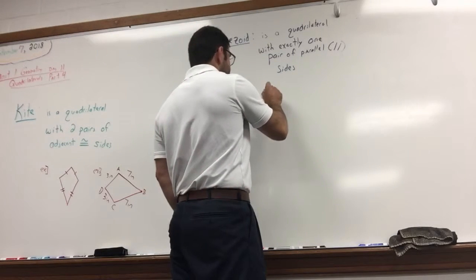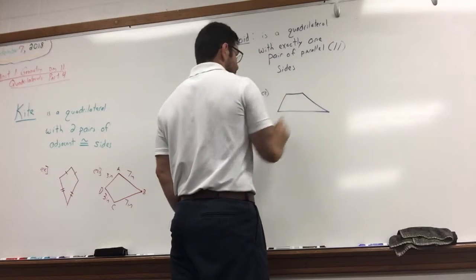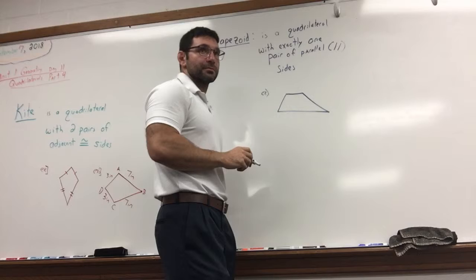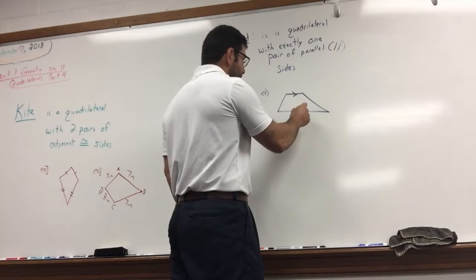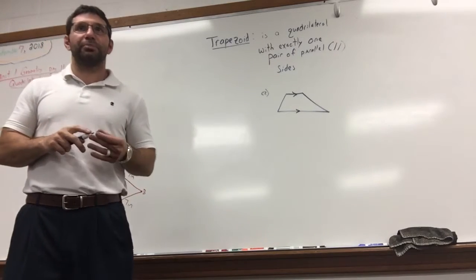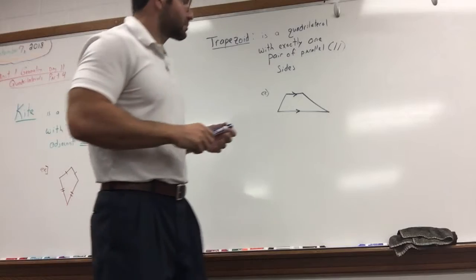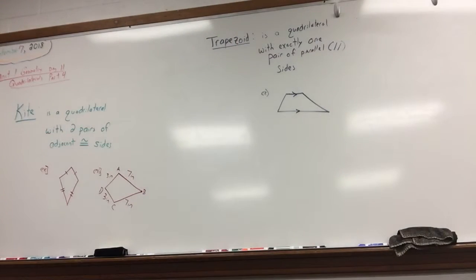So how are we going to see a trapezoid? Well, you might see a trapezoid like this. How am I going to show that it's a trapezoid? Well, we have to have those arrowheads on them. That is a trapezoid. That is a trapezoid.